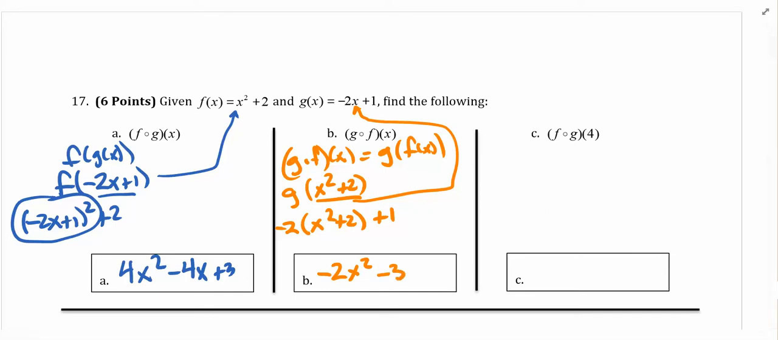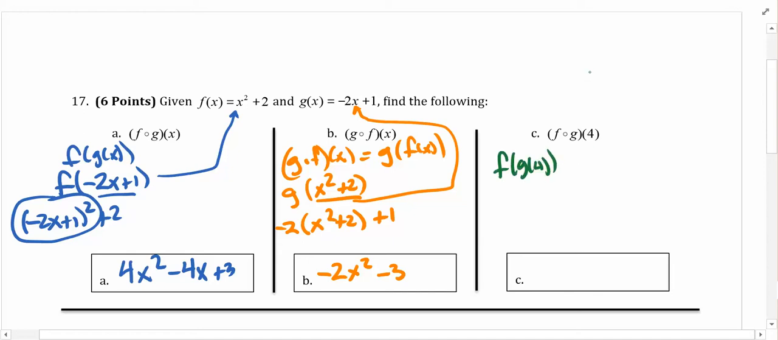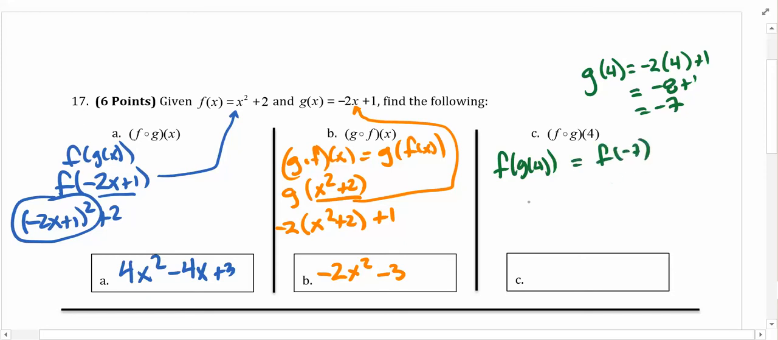And last one in green, I want f of g of 4. So f of g of 4. Well, the first thing we could do is we could just get g of 4. And g of 4 would be negative 2 times a 4 and then plus 1, which just gives me negative 8 plus 1, which of course is negative 7. So now I want f of negative 7. So take the negative 7, plug it in, that'd give me negative 7 quantity squared, and then add 2, which would give me 49 plus 2, which would give me 51.